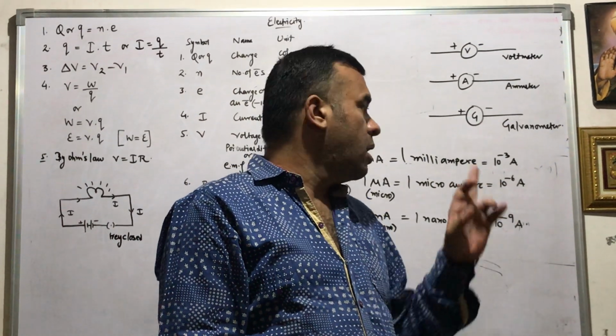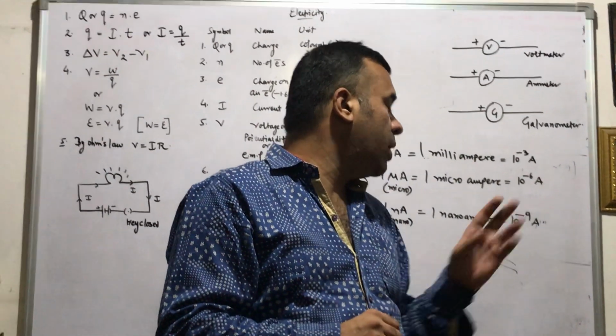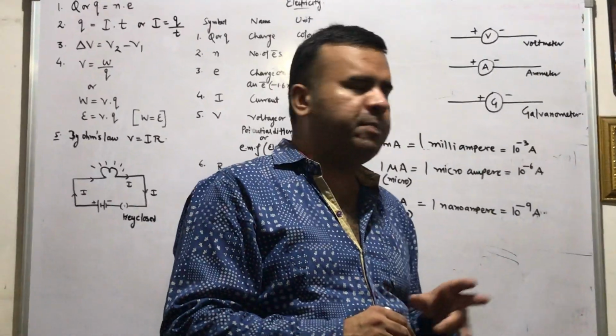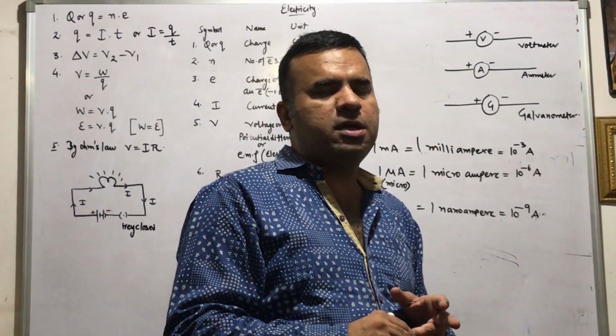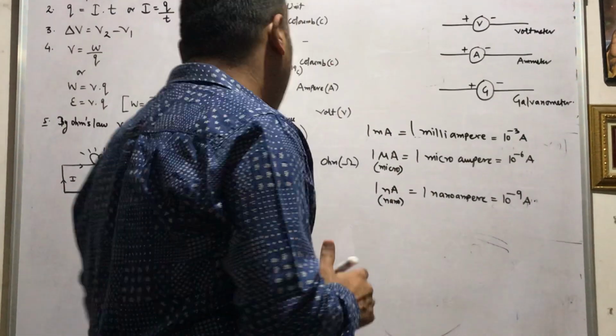That 1 milliampere is 10 to the power minus 3 ampere, and 1 microampere is 10 to the power minus 6 ampere, sorry, right? These are some of the smaller units.